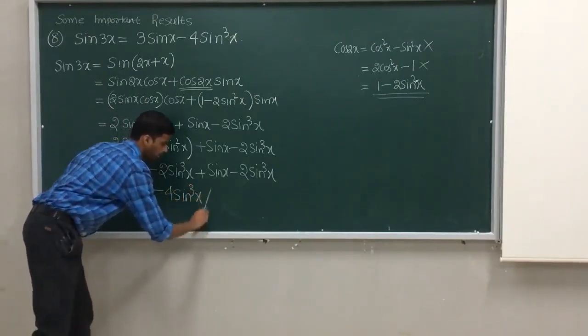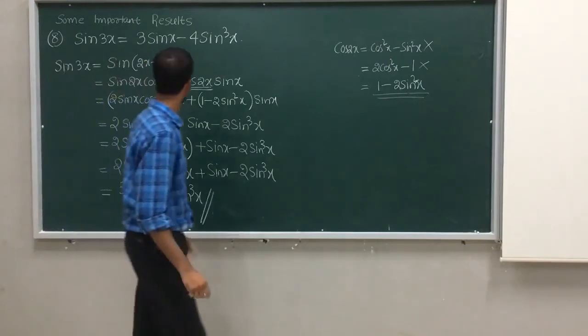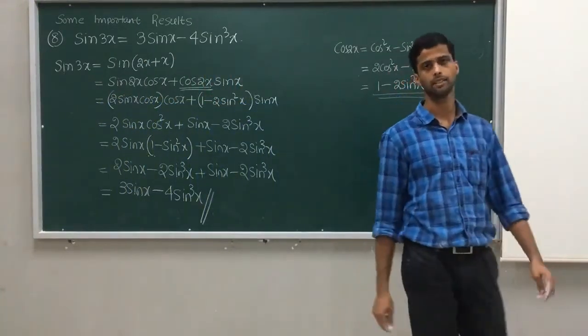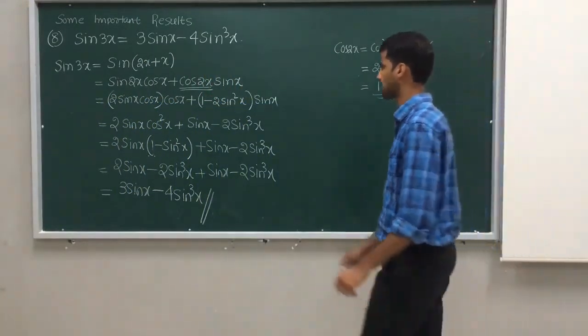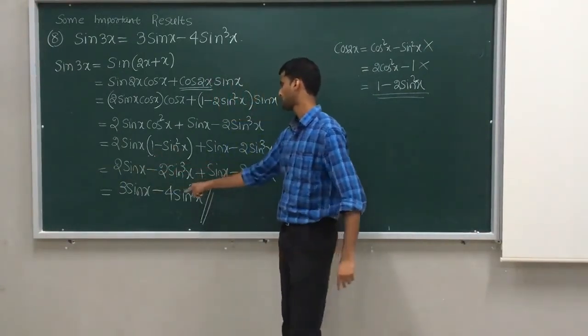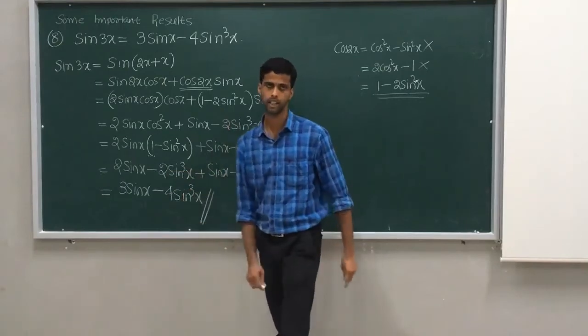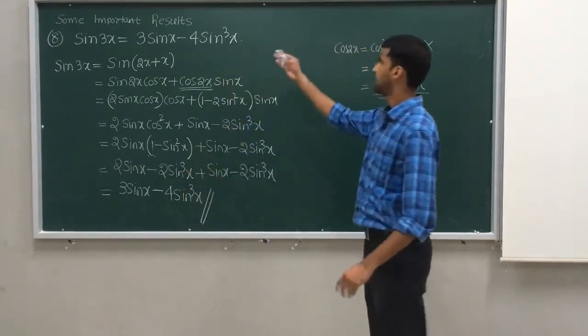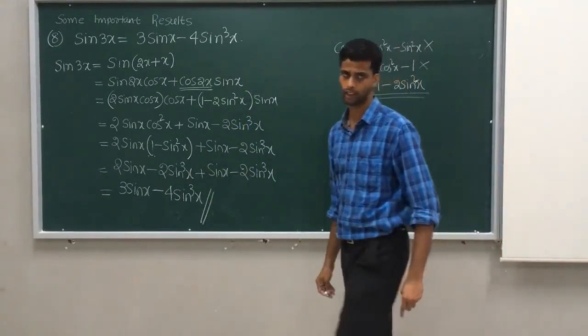Therefore I proved the sin 3x answer as 3 sin x minus 4 sin cube x, because 2 sin x plus sin x is 3 sin x. It is 2 times repeated, 2 times of 2 is 4 sin cube x. So the sin 3x answer is 3 sin x minus 4 sin cube x.